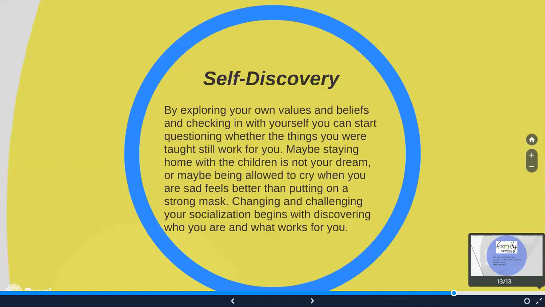Do those fit? Maybe staying home with children was part of your socialization, that's your job, but it's not part of your dream, or it doesn't fit for you. Maybe you were taught to be strong and not cry and really not touch on those vulnerable emotions, but you're a crier and crying makes you feel better. Changing and challenging that socialization really starts with discovering more about yourself and how you exist in the world.